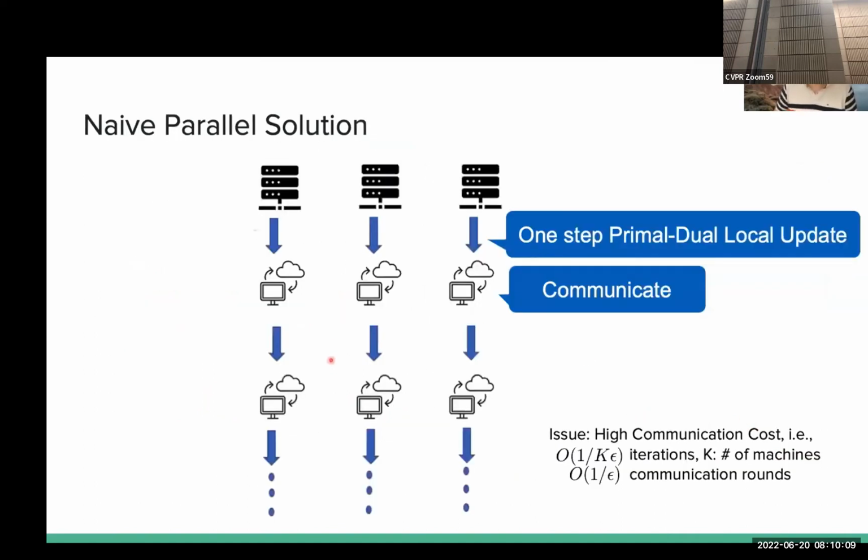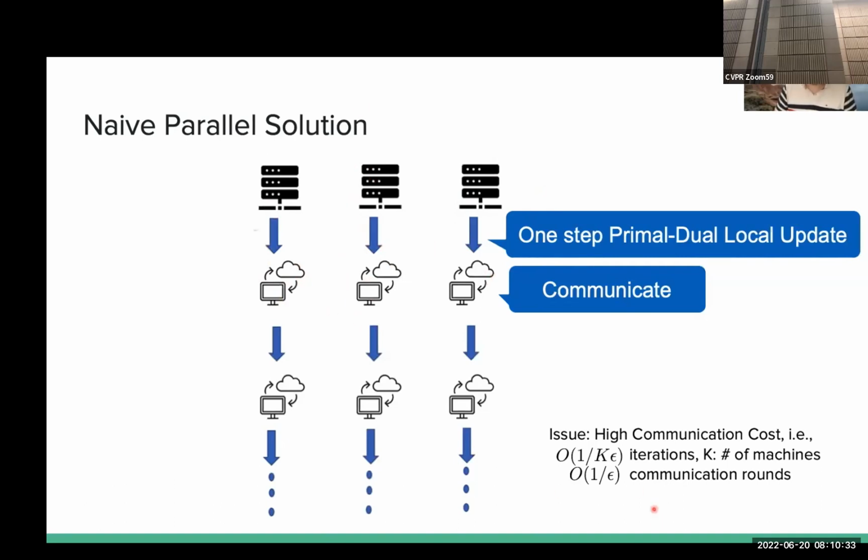There's a naive parallel solution, which is pretty simple. We have the minimax reformulation, as we mentioned before, and the algorithm can run only one step of primal dual local update before the communication happens. Here there are 3 machines, for example, and they run one step of primal dual update, then communicate and average all the weights together. So this is a naive parallel solution.